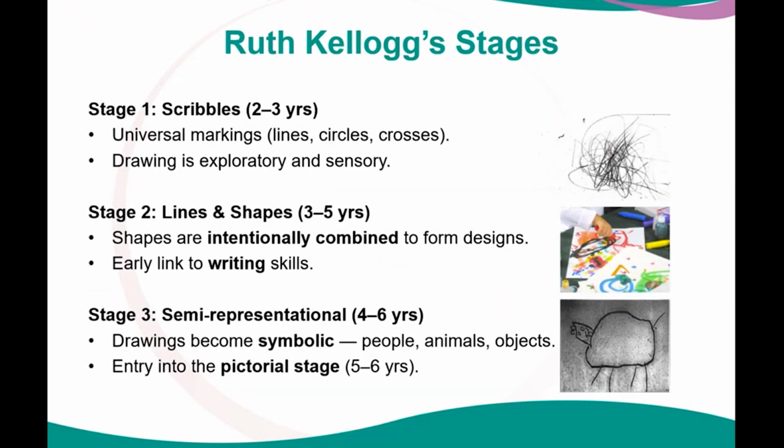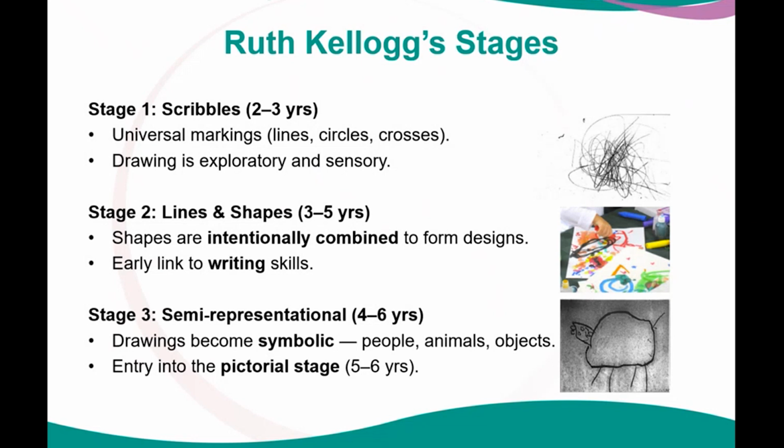Now we're looking at Rhoda Kellogg's stages. Kellogg identified 20 basic scribbles that children combine in various ways until around the age of 3, when they make their first simple drawings. And according to Kellogg, these initial simple drawings point to the child beginning to intentionally plan the artwork.